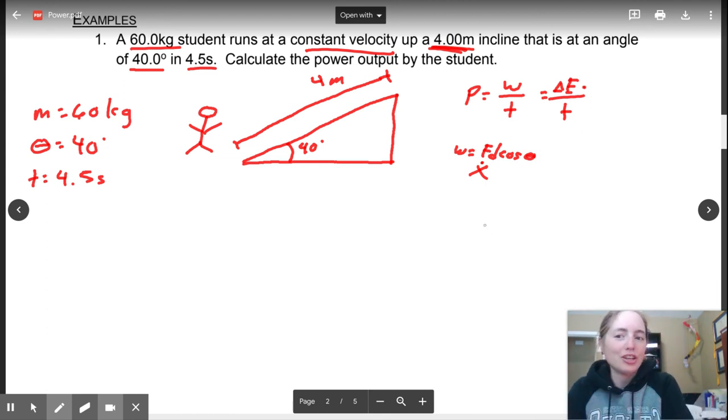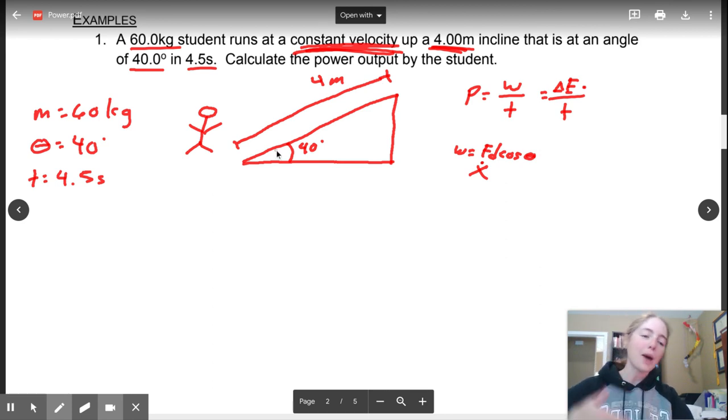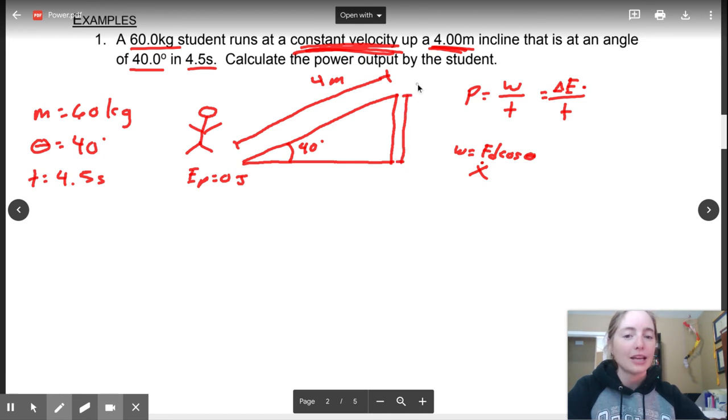Well, are we having a change in energy? Well, we have a constant velocity. Now that's always a key word. So that means, is the kinetic energy of the student changing? No, it isn't. A constant velocity means he's going to have a constant kinetic energy. So we can't go with a delta EK, but the student's going up an incline. If he's going up an incline, what kind of energy is he gaining? Potential. Absolutely.